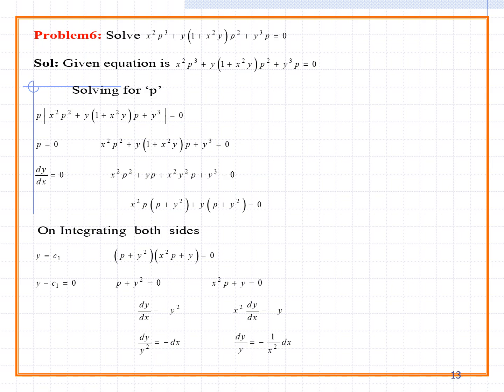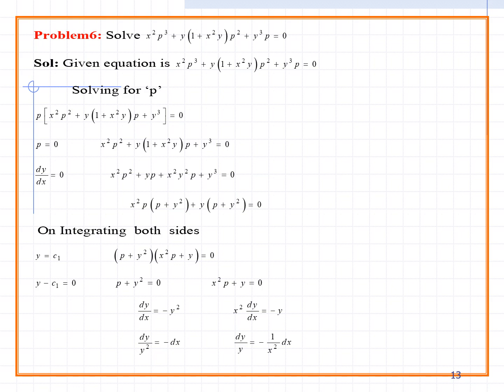Now we can see problem 6. Solve x square p cube plus y into 1 plus x square y into p square plus y cube equal to 0. So this given equation is solvable for p. Again you can observe that in each and every term p is involved. That's why you can take p as the common factor first. Once you take p common, you get p into x square p square plus y into 1 plus x square into y p plus y cube equal to 0.